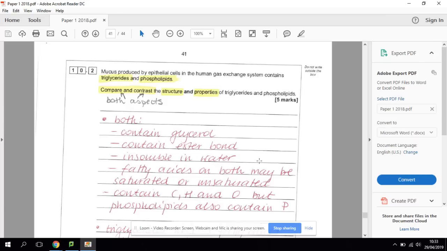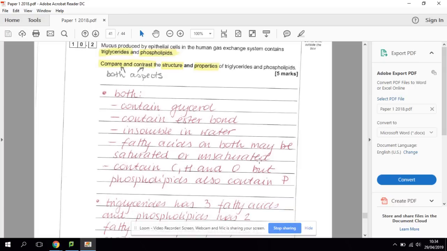Then we've got the mucus produced by epithelial cells in the human gas exchange system contains triglycerides and phospholipids. So compare and contrast. So for both aspects you need to include in your sentences both of them, triglycerides and phospholipids. Structure and properties. So again, pay attention. Marks for each of the aspects, structure and properties. So for both of them, there are plenty of things you could talk about. So contain glycerol, contain ester bonds. Property, it's the fact that they are insoluble in water.